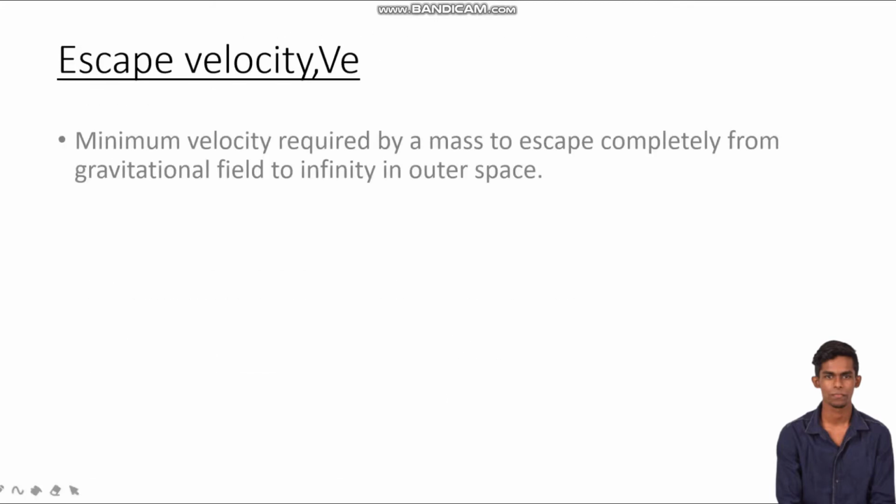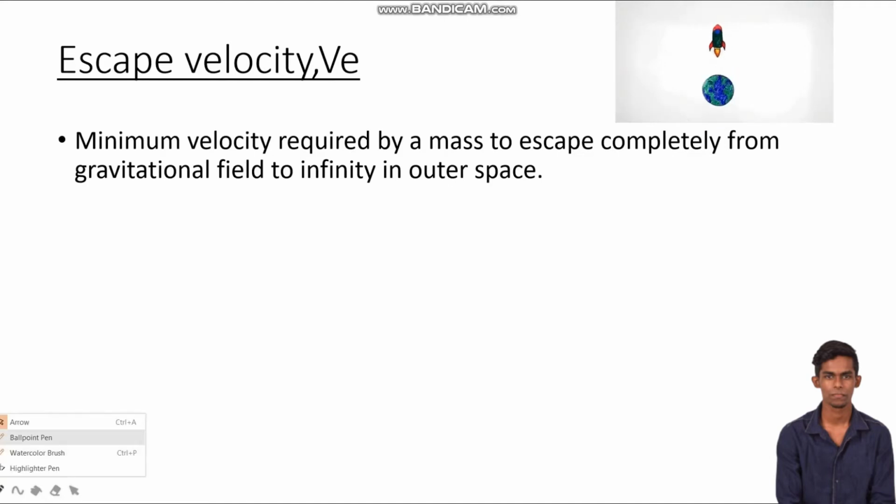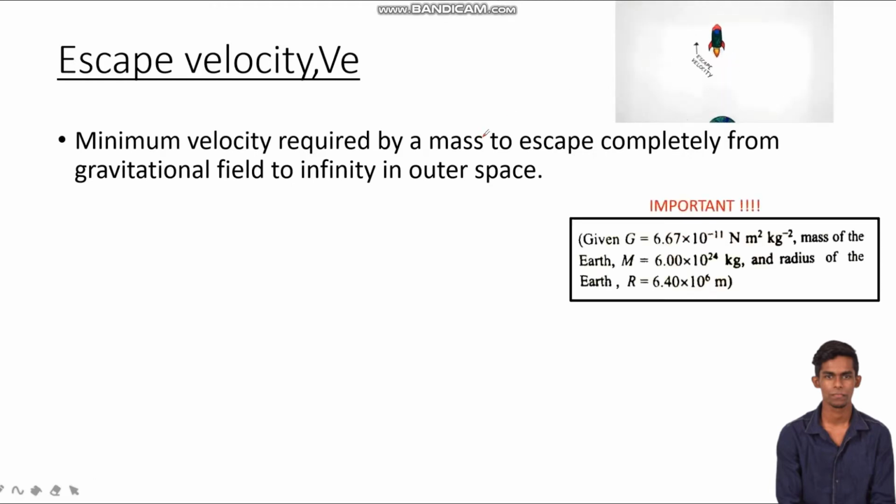So what is escape velocity? Escape velocity is defined as the minimum velocity required by a mass to escape completely from a gravitational field to infinity in outer space. Referring to this diagram, the mass is the rocket. So how can the rocket go to outer space? Simple, it has to overcome the gravitational field. So the speed when the rocket overcomes the gravitational field is called the escape velocity.